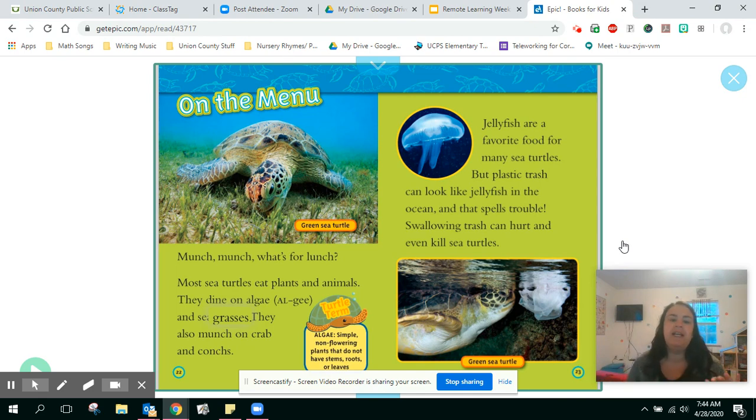And as I was reading about what they eat and things like that on this page, I came across this information that talked about, over here on this page, jellyfish are a favorite food for sea turtles. But plastic trash can look like jellyfish in the ocean, and that spells trouble. Swallowing trash can hurt and even kill sea turtles. Well, I think that's really important. There's a reason that the author wrote that information for me as a reader.